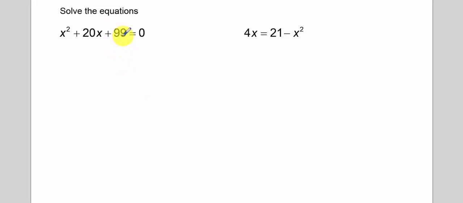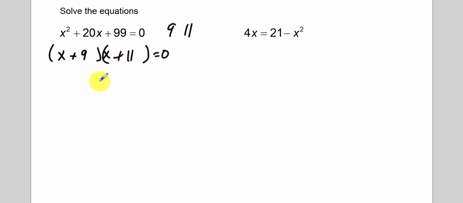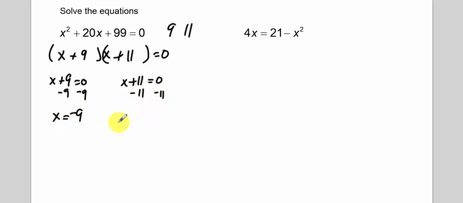I'm just going to eyeball this. There's two things I know that multiply to 99. First off, I get 9 and 11, and that's going to actually add to 20, so lucky first guess. Addition on both. Therefore, x plus 9 equals 0, or x plus 11 is equal to 0. Subtract 9, get x equals negative 9. Subtract 11, and x equals negative 11.